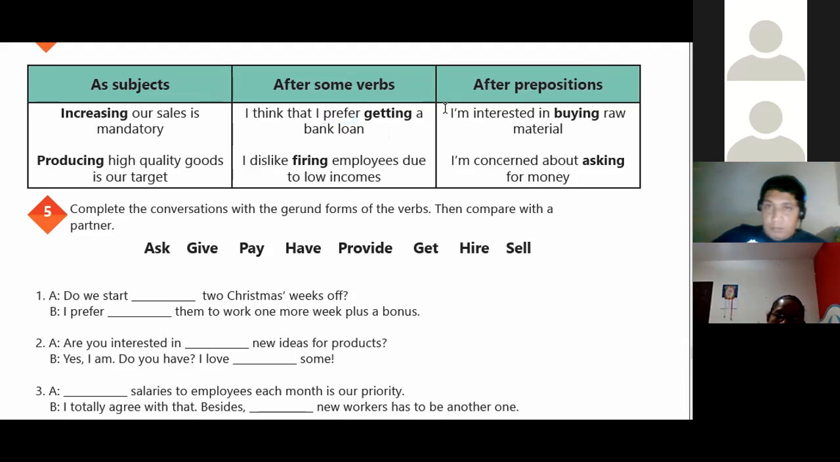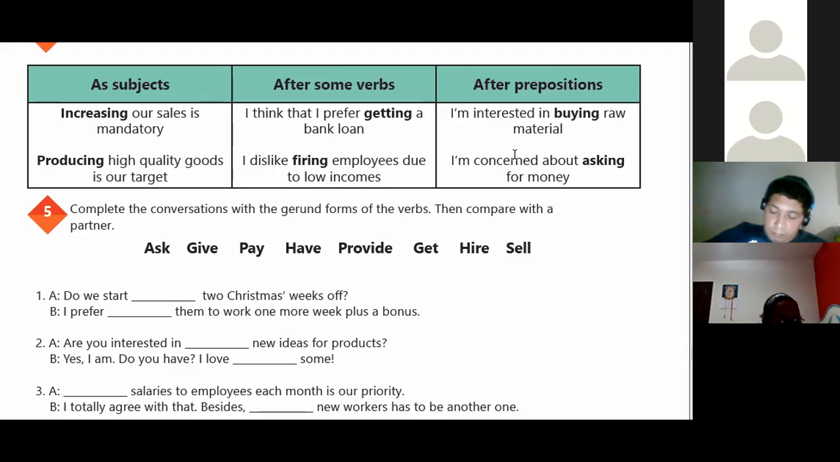I'm interested in. In is a preposition. Buying raw material. Aquí no voy a decir in buy, voy a decir in buying raw material. También después de esta otra preposición, about. I'm concerned about asking for money. Ok, ¿qué es lo que nos está mandando este tema al estudiarlo? Que estudiemos después de qué verbos y que estudiemos después de qué preposiciones.